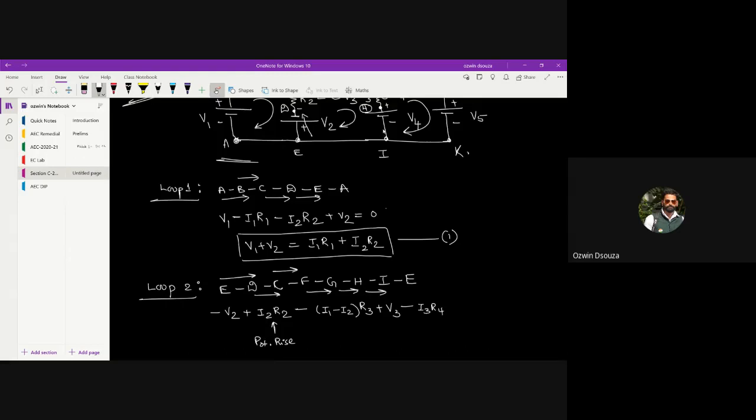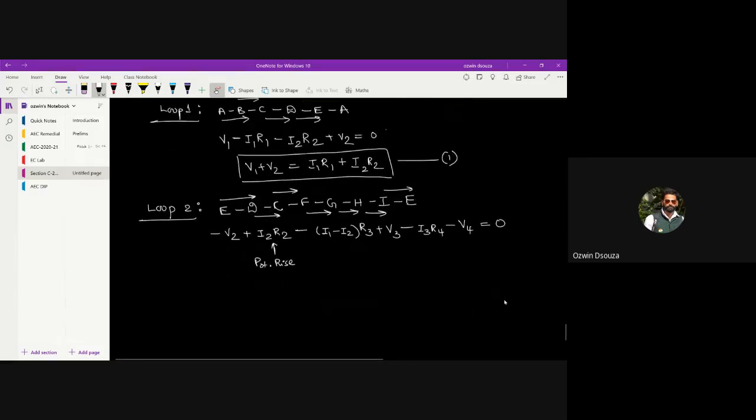The battery is getting traced in the opposite direction, that is from positive potential to negative potential. Hence, the EMF is regarded as negative, so that is negative V4. Then from I to E, I move around. There's no element, hence there is no potential drop. So this is equal to 0.